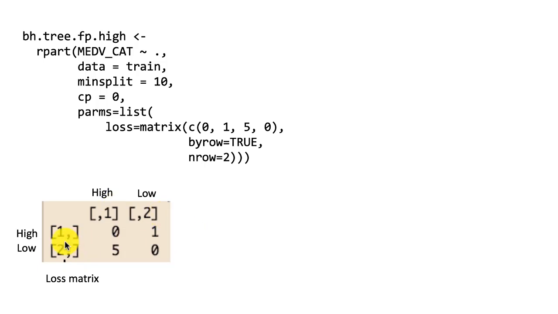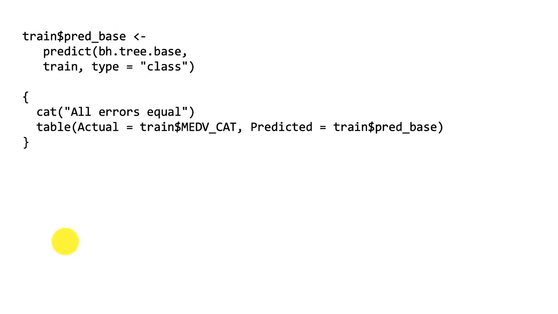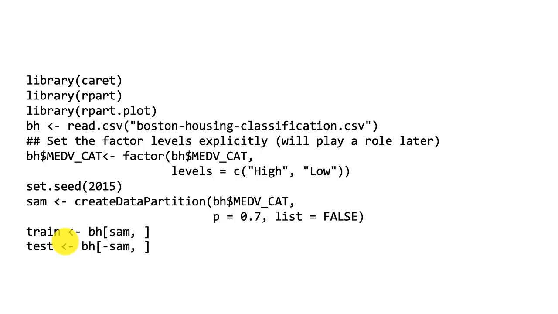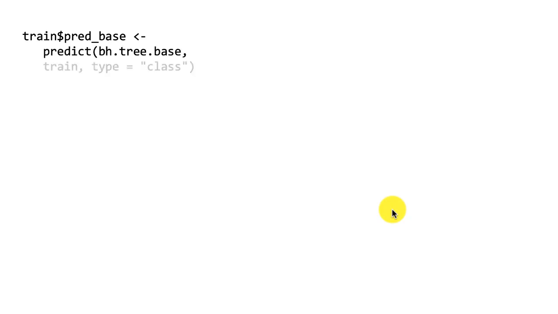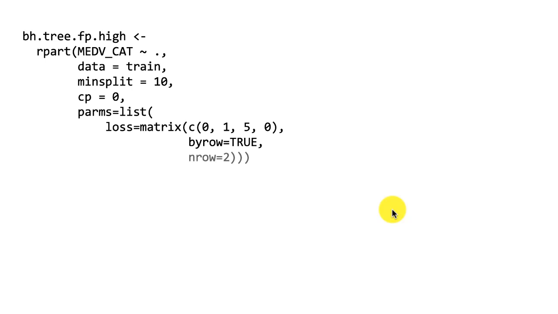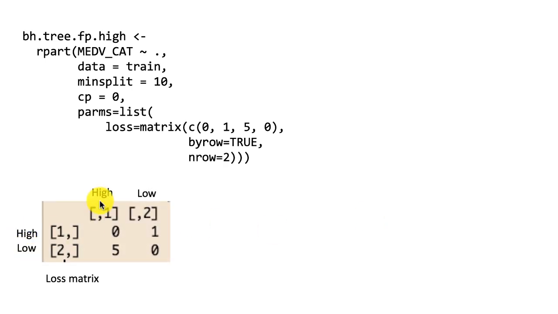Okay, that is where our setting that we did earlier of the factor levels comes in. Let me just go back here. This part, BH$MEDV_cat is a factor, with levels c("high", "low"). So we said high is the first level, low is the second level. That is what determines how the matrix is interpreted. So the system is going to use that to interpret the costs. So this is how the cost is now interpreted.